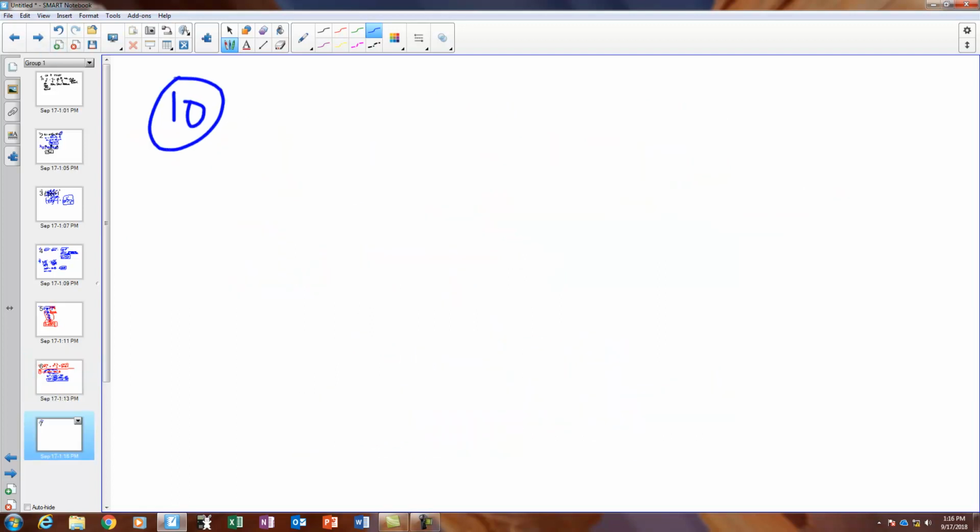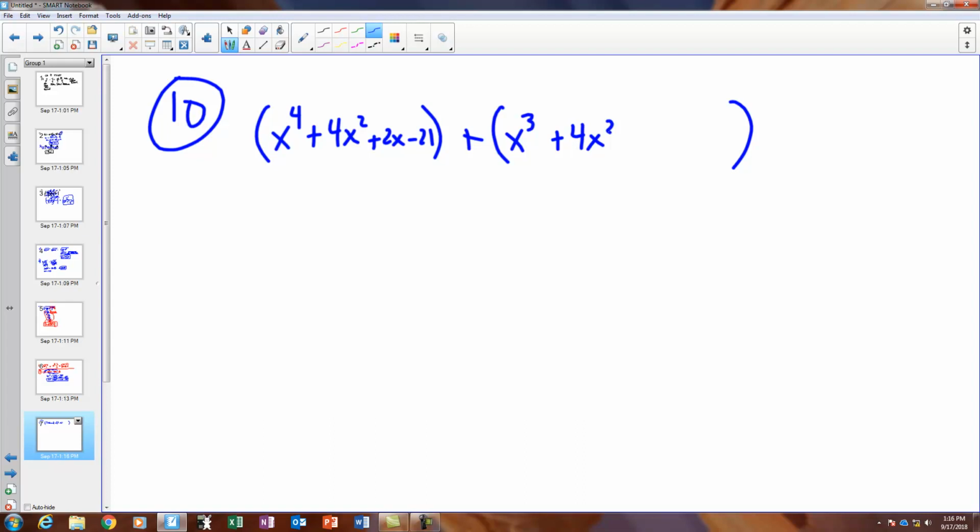10 is actually a little bit easier, but it looks like the kind of thing that confuses people from time to time because they see the 2 sets of parentheses. I have x to the 4th plus 4x squared plus 2x minus 21. And then I have x cubed plus 4x squared minus 6x plus 5. Now keep in mind, if that had been subtraction, you would want to start by distributing the negative to the second parenthesis. If the plus sign wasn't there at all, it would be a multiplication problem, just like number 9. But because this is addition, we're just adding like terms.